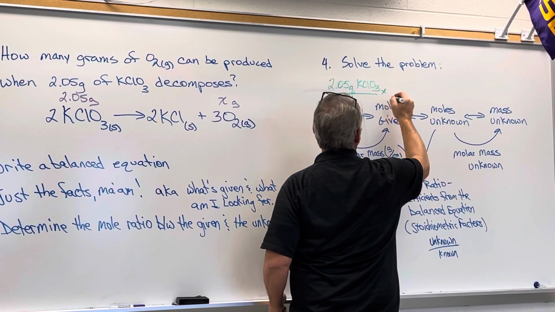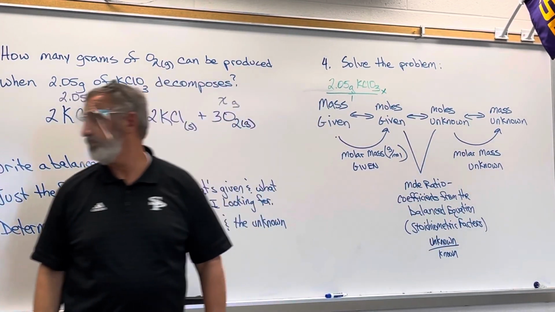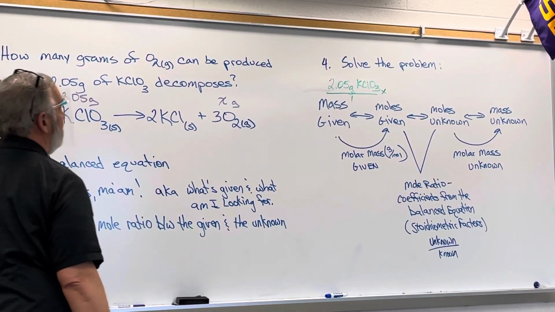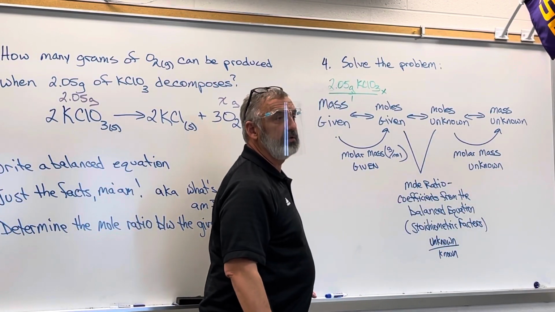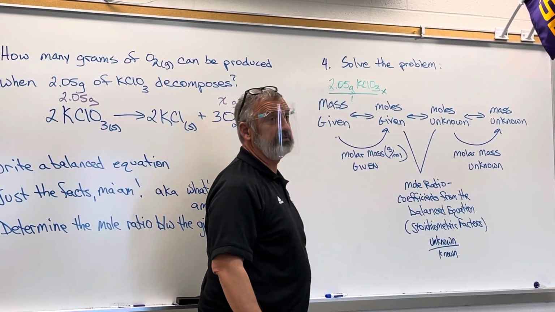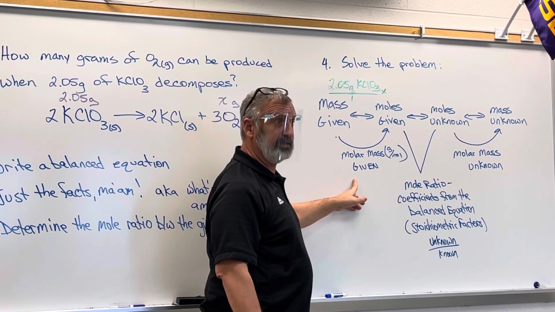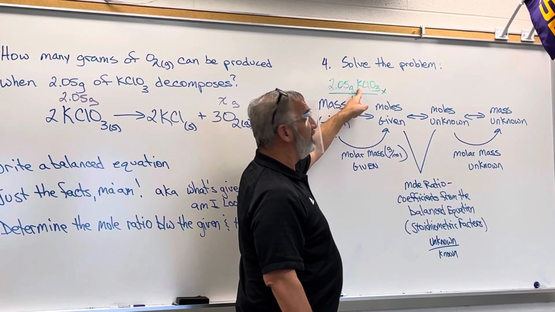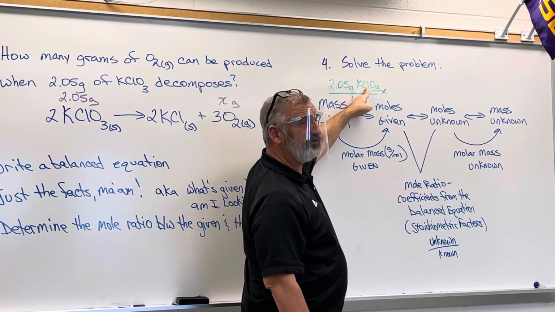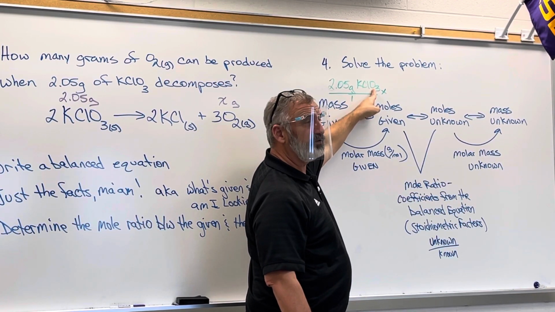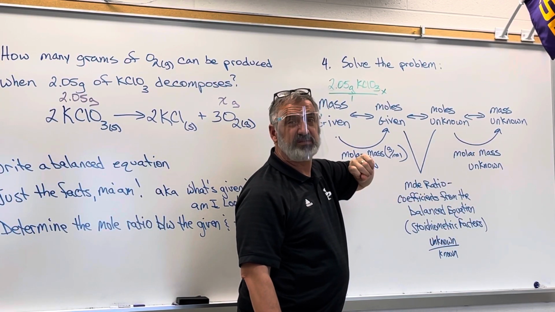So I need to then multiply this by what? What do we use to multiply? How do we go from grams to moles? Molar mass of KClO3. So it's going to be 39.08, I think, plus 35.45, plus 16 times 3, which is 48. Comes out to 122.6.